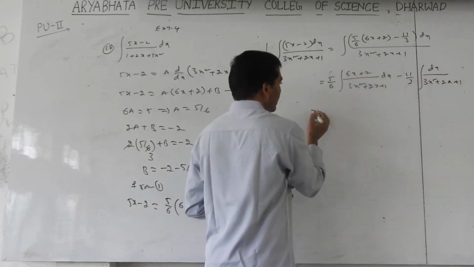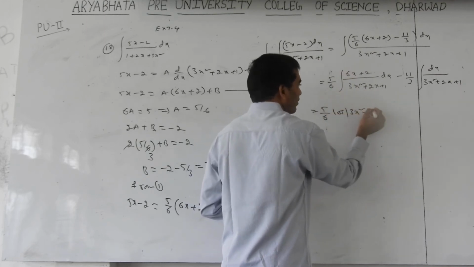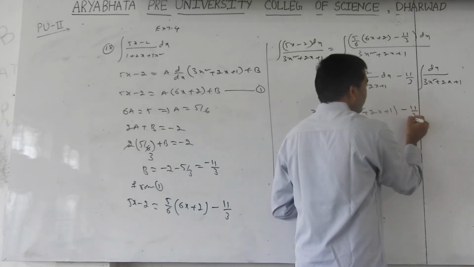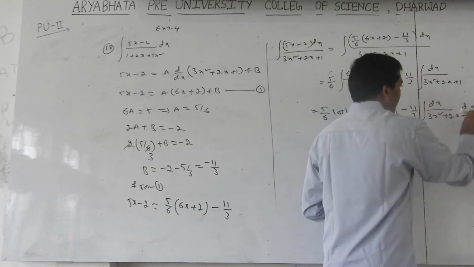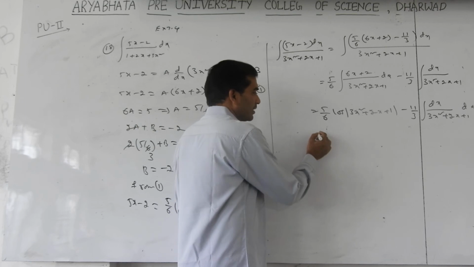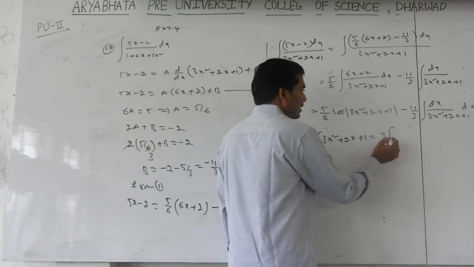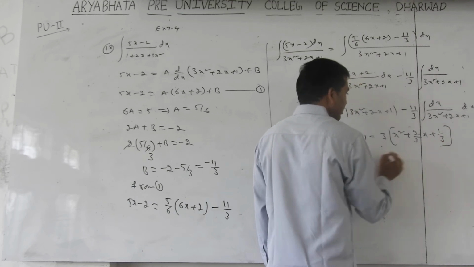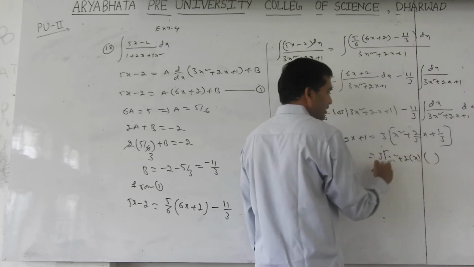Now 11 by 3 into 1 by 3x square plus 2x plus 1. This differentiation is there, so log of 3x square plus 2x plus 1, minus 11 by 3 integration of dx by 3x square plus 2x plus 1. Proceed by method 1. We have to simplify this: 3x square plus 2x plus 1, take 3 common. X square plus 2 by 3 x plus 1 by 3.